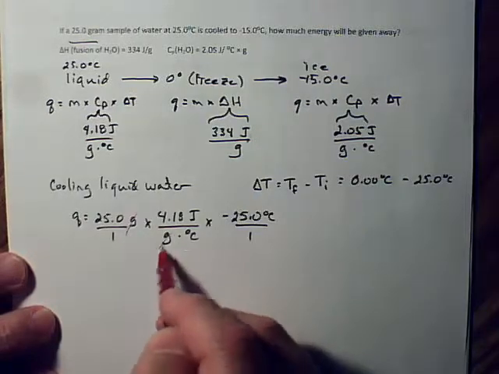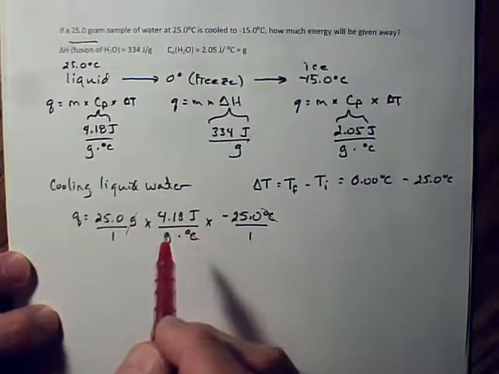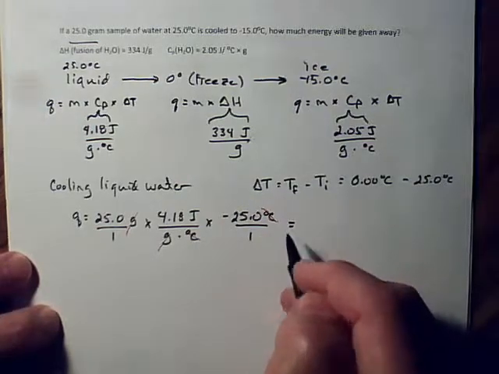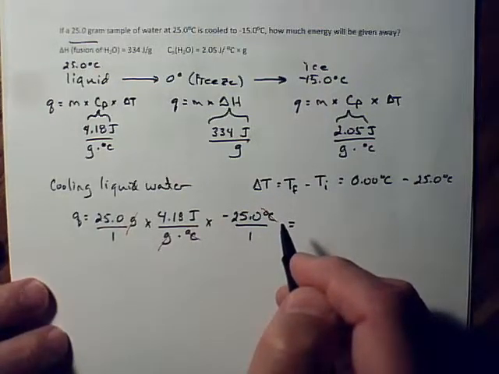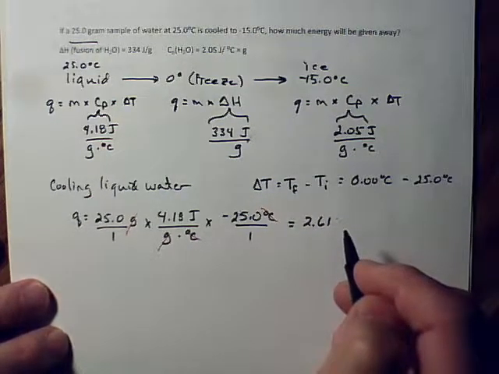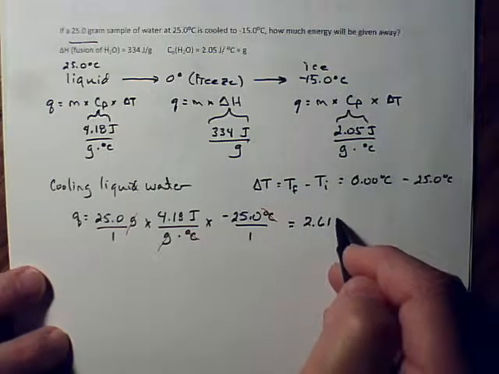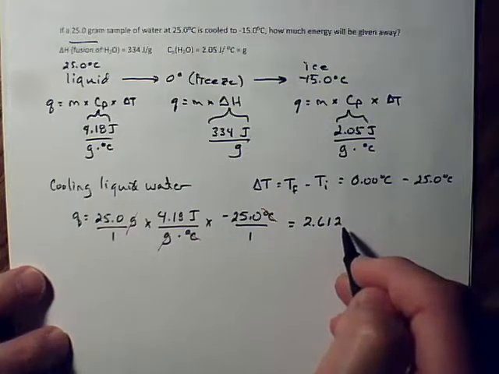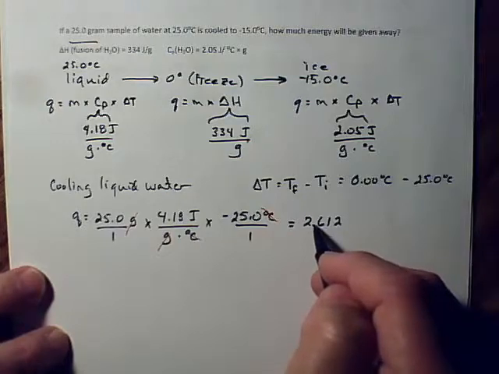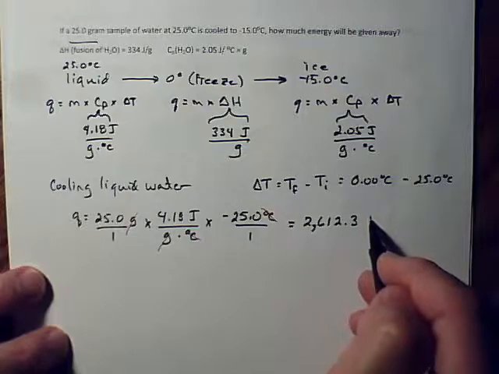All right, grams are going to cancel. Degrees C are going to cancel. This is going to tell us how much energy is lost. Joules measures energy and work. So I know somebody already has the answer to this. What's the answer here? 2.61 times 10 to the... Is that the unrounded answer or the rounded answer? So that's the rounded answer. The unrounded answer is 2,612.3, and that's joules.